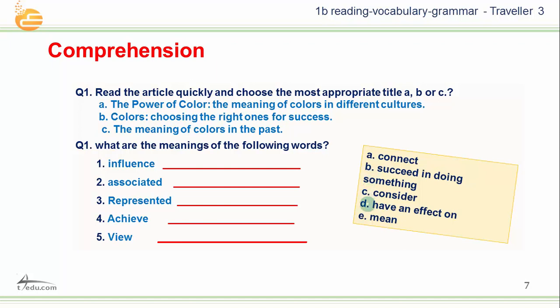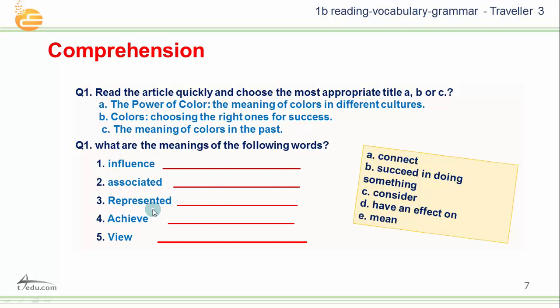C, consider. D, have an effect on. And E, mean. So number one, to influence somebody is A, B, C, D, or E, which is D: influence, someone to have an effect on something or someone. So number one goes to D. Two, associated, which means connected. So two goes for A.